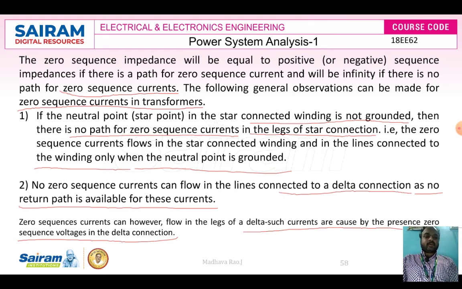So what we have observed here is that when the neutral wire is available, zero sequence current will be there. When the neutral wire is not available, zero sequence current will be absent.